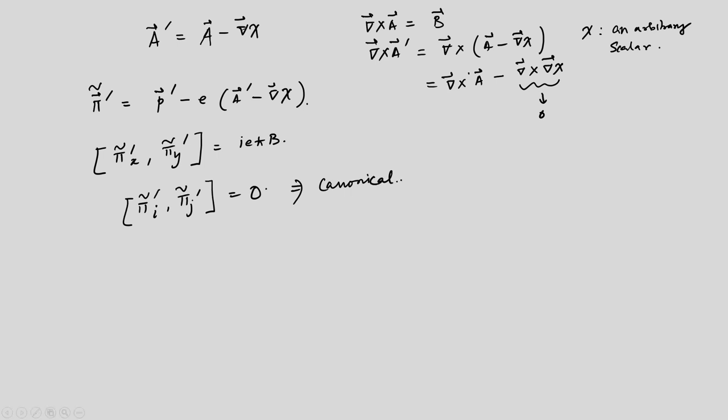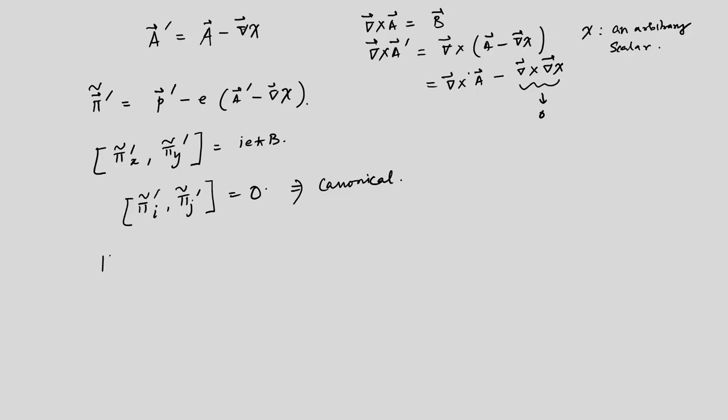So, these primed momenta are canonical, whereas the unprimed momenta, even though they are gauge invariant, are not canonical. Okay. All right. So this is our discussion so far. If you want to write down the Hamiltonian in terms of these A and A dagger operators, then one can write it as A dagger A plus half. That is the form of the Hamiltonian.